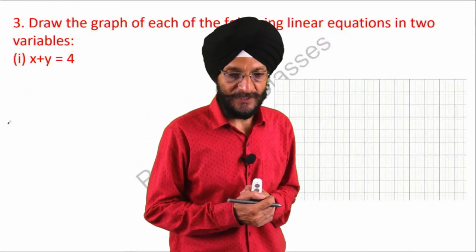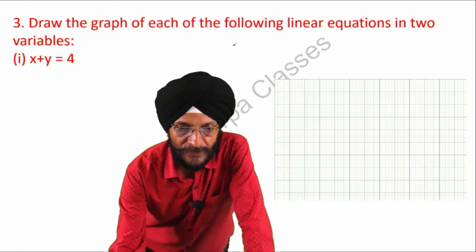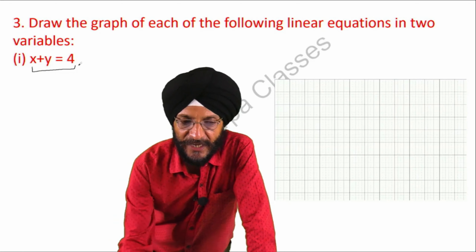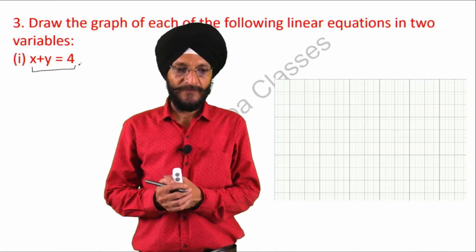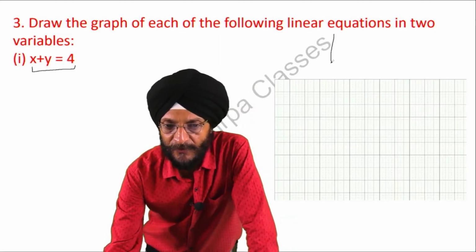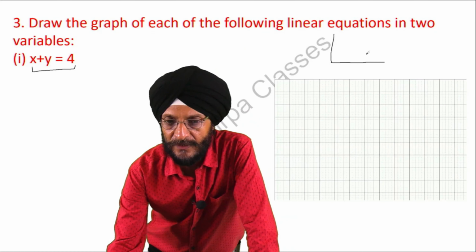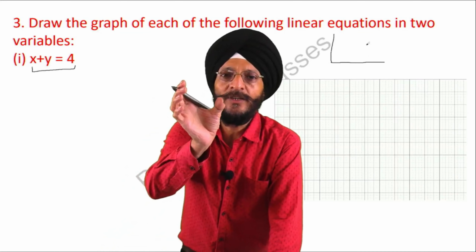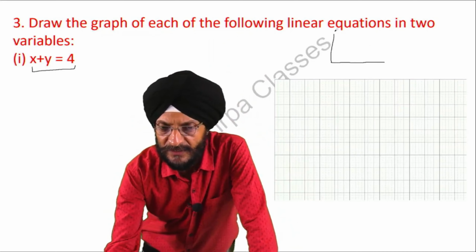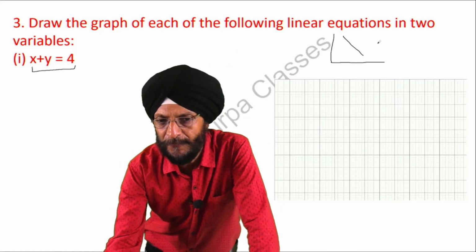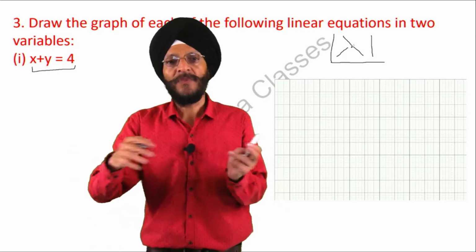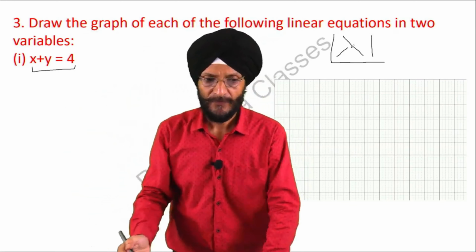The question before us is, draw the graph of each of the following linear equations in two variables. The equation given is x plus y is equal to 4. Now in the case of a linear equation in two variables, when we are to draw the graph, as you know, the linear equation in two variables is in the form of a straight line. The straight line can be in the form of this one, or this, or this. Any form of straight line may be there.